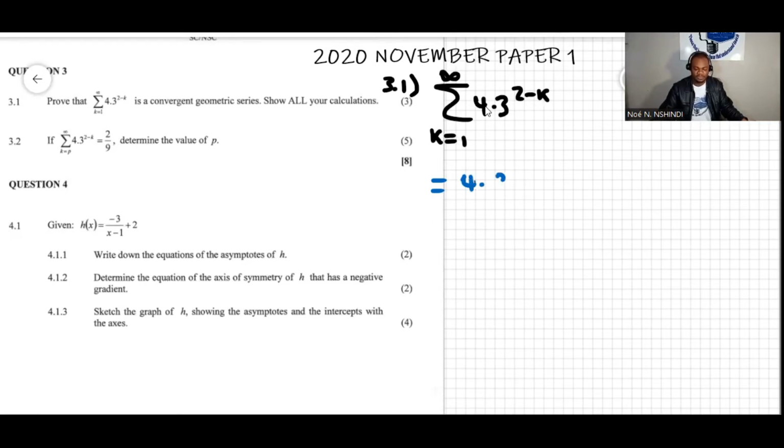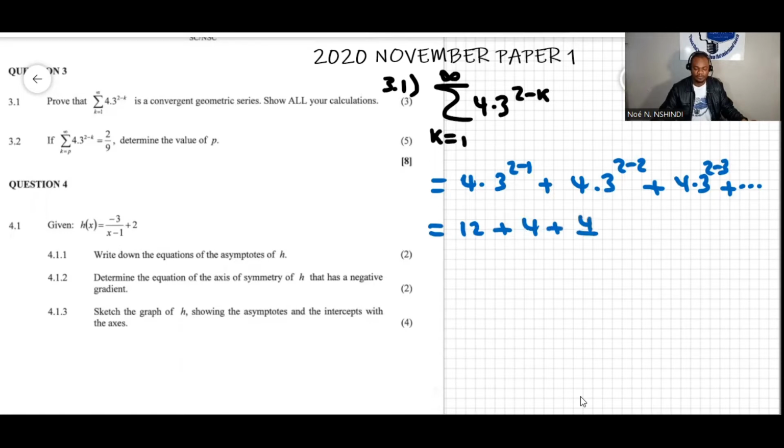It's going to be 4 times 3 to the power of 2 minus 1, plus, if k is 2, 4 times 3 to the power of 2 minus 2, and then plus 4 times 3 to the power of 2 minus 3, plus dot dot dot. It's going to be like that. Okay, let's simplify. This one makes 12 plus 4 plus 4 over 3 plus dot dot dot, and so forth.